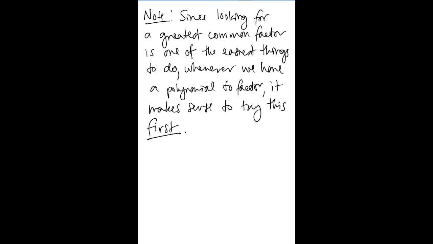It's possible there may be no greatest common factor, so then we can't use it in those cases. Or it may be that once we pull out a greatest common factor, we'll still need to keep factoring further. But if we go ahead and pull out any greatest common factors first, that can be helpful because it can simplify things if we need to do further factoring, and it's one of the easiest things to do, so why not? Why not try it first? So I would say look for a greatest common factor first is a good tip.